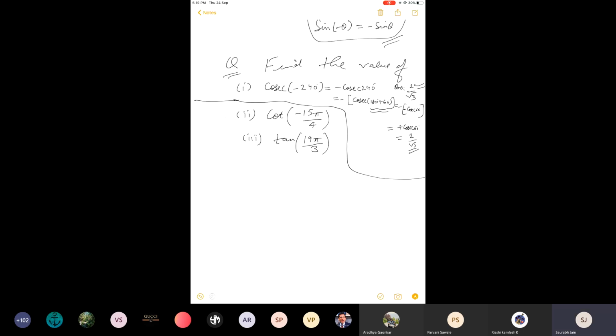And see, whenever an angle is in radians, you know that you should convert it into degrees. If you have to apply a reduction formula, you will change it into degrees. For that, use the relation that pi radian is 180 degree. We have already discussed this thing.